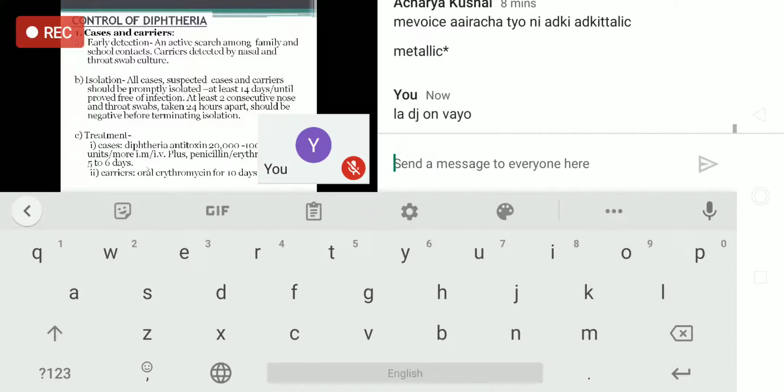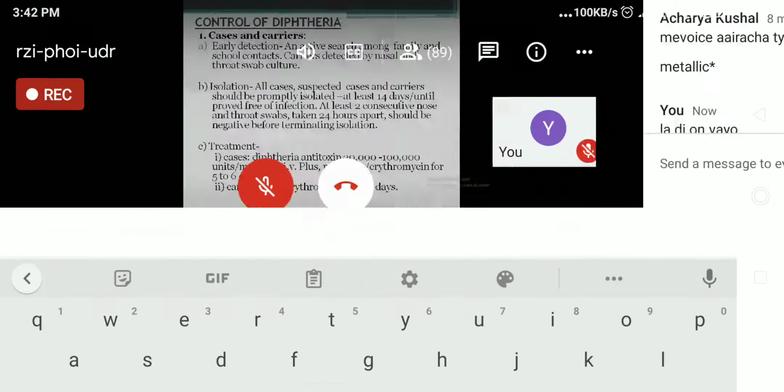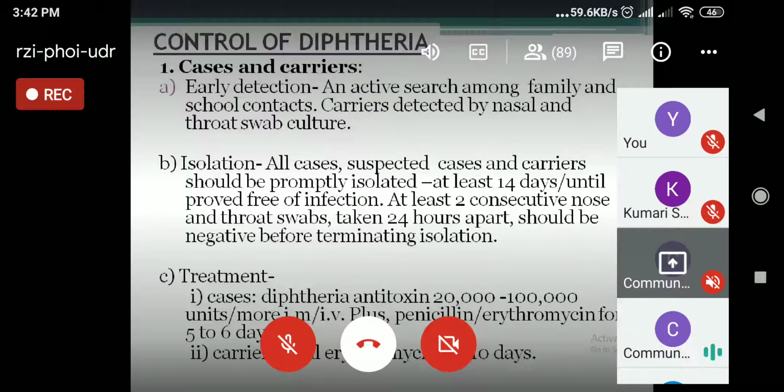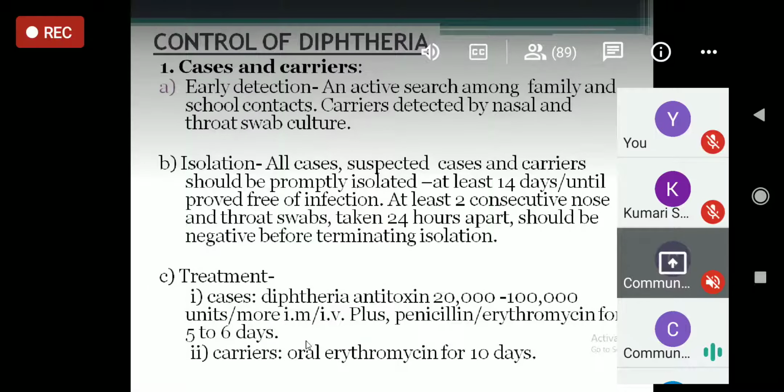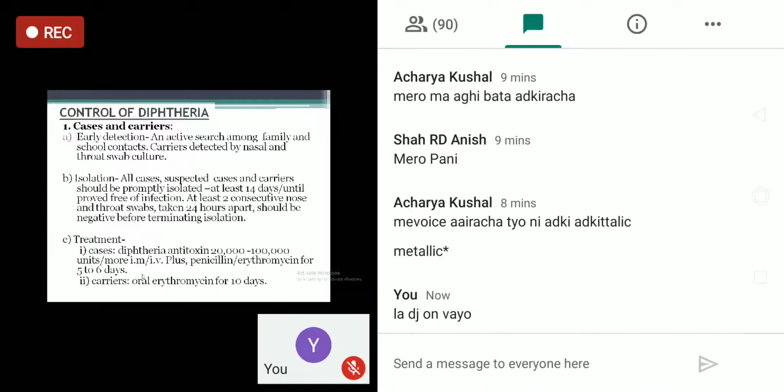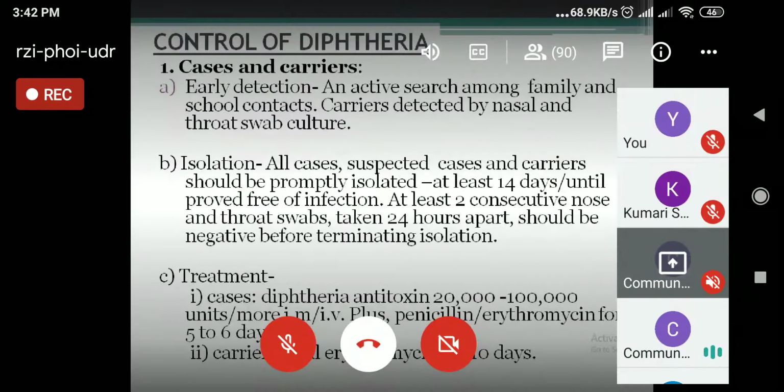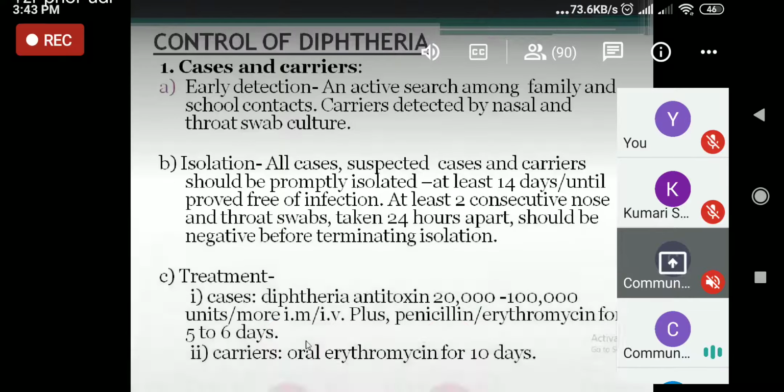For that, an active search among family and school contacts should be done, and carriers detected by nasal and throat swab also. So you have to go house to house. You have to do a house to house survey, and you have to find the active cases. And then carriers, you can't find out the carriers.